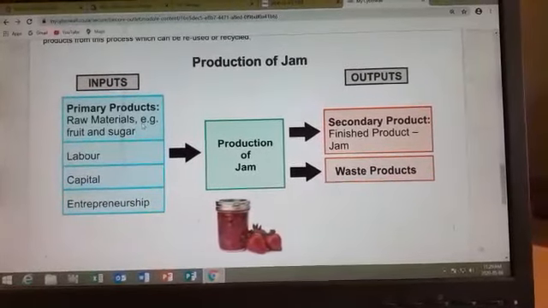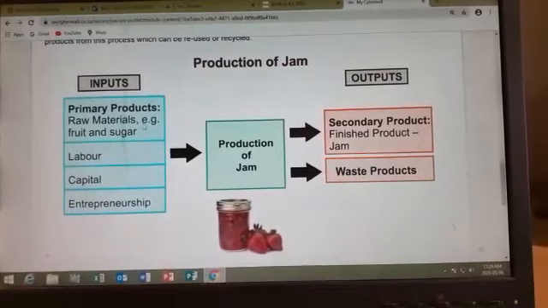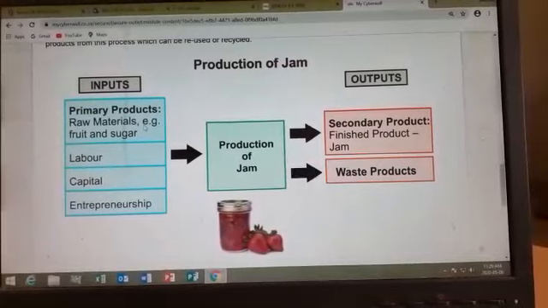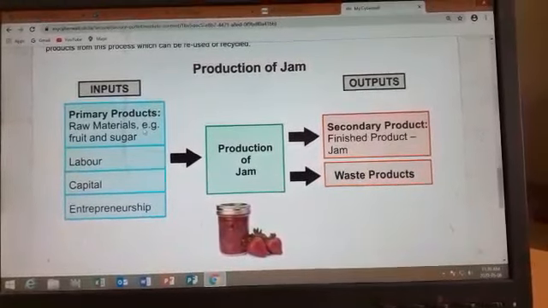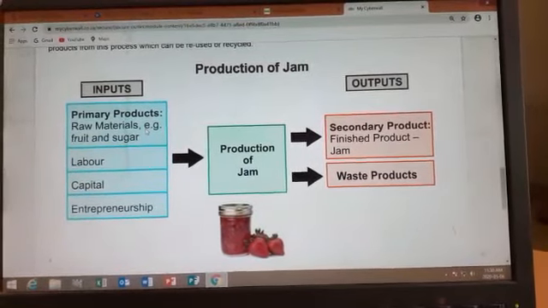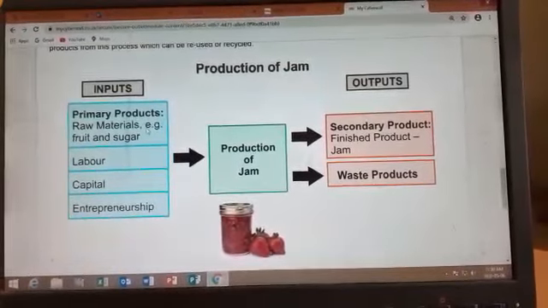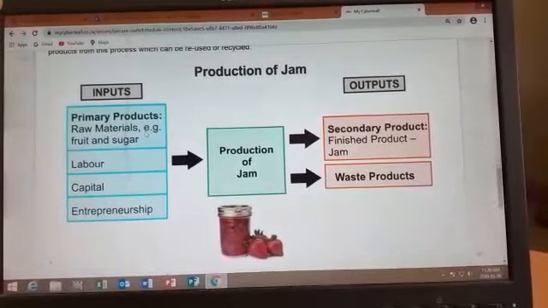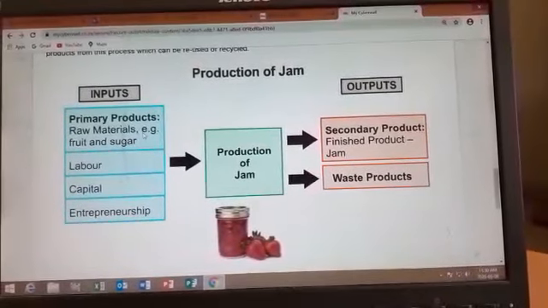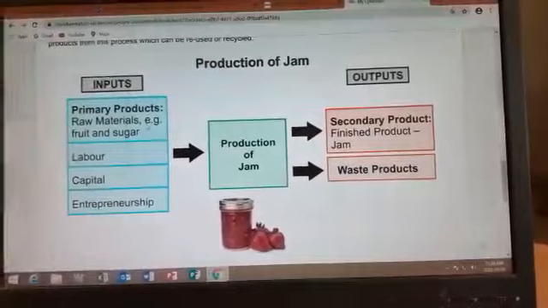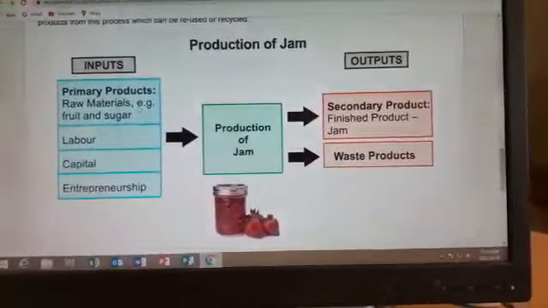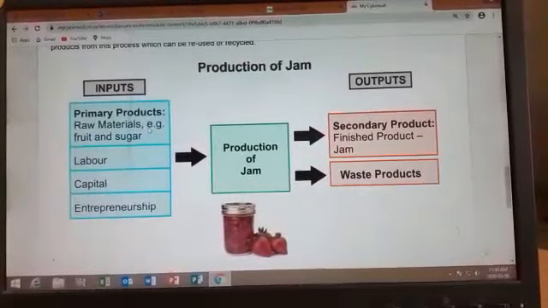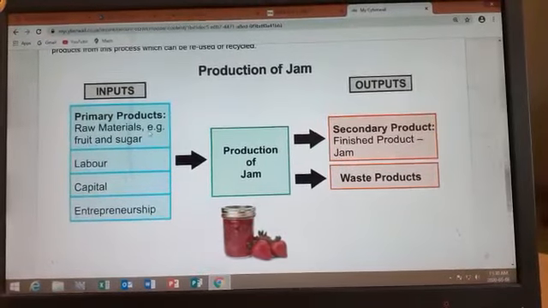And then your entrepreneurship, that is the person who has started up and run the business, and he is the owner, and he is responsible for paying the labor, providing the capital in order to pay workers, the farmers for giving them the strawberries that they've bought, buying sugar and any other products that may be needed before they can start the production process. Then the middle stage is the actual process of producing the jam.